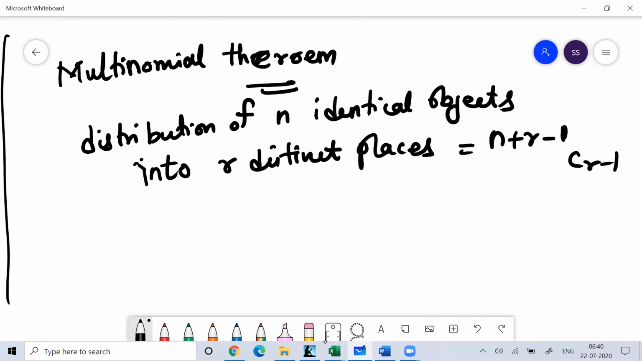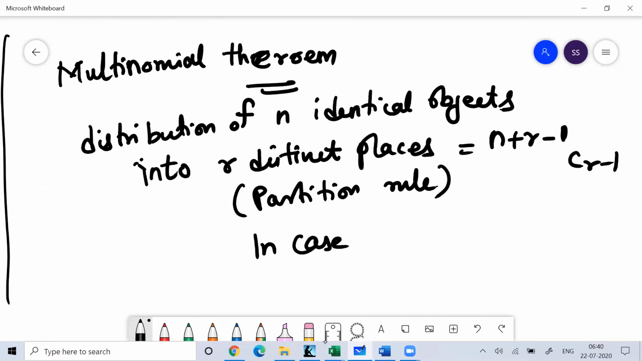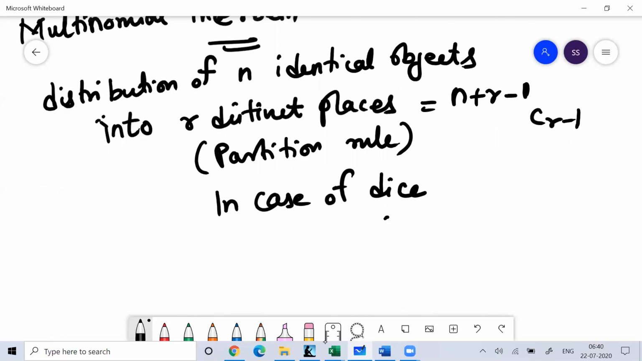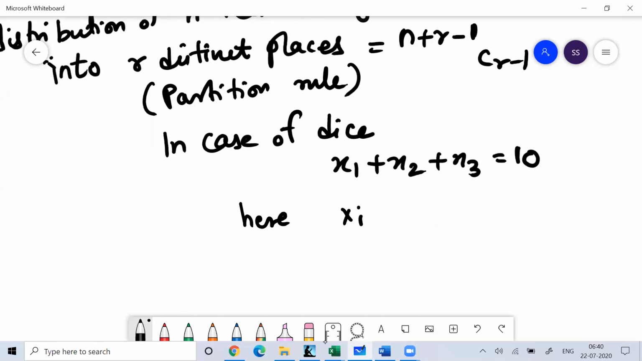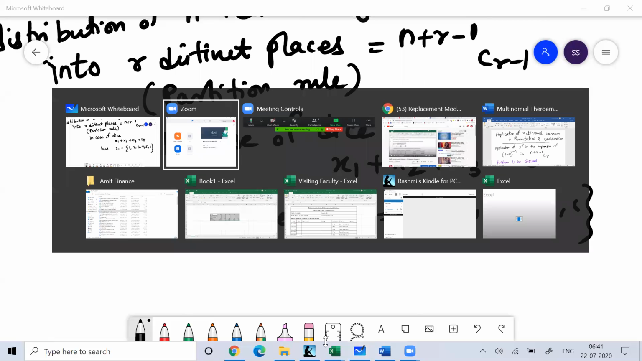This is called the partition rule also. This partition rule cannot be used to solve problems on dice, because you need to understand, in case of dice, if I write in terms of an equation, x1 plus x2 plus x3 is equal to 10, here we need to understand the value of each xi should be between 1 and 6. This value cannot be more than 6. So you cannot solve the problem by using the partition rule. Then you need the multinomial theorem to solve the problem.